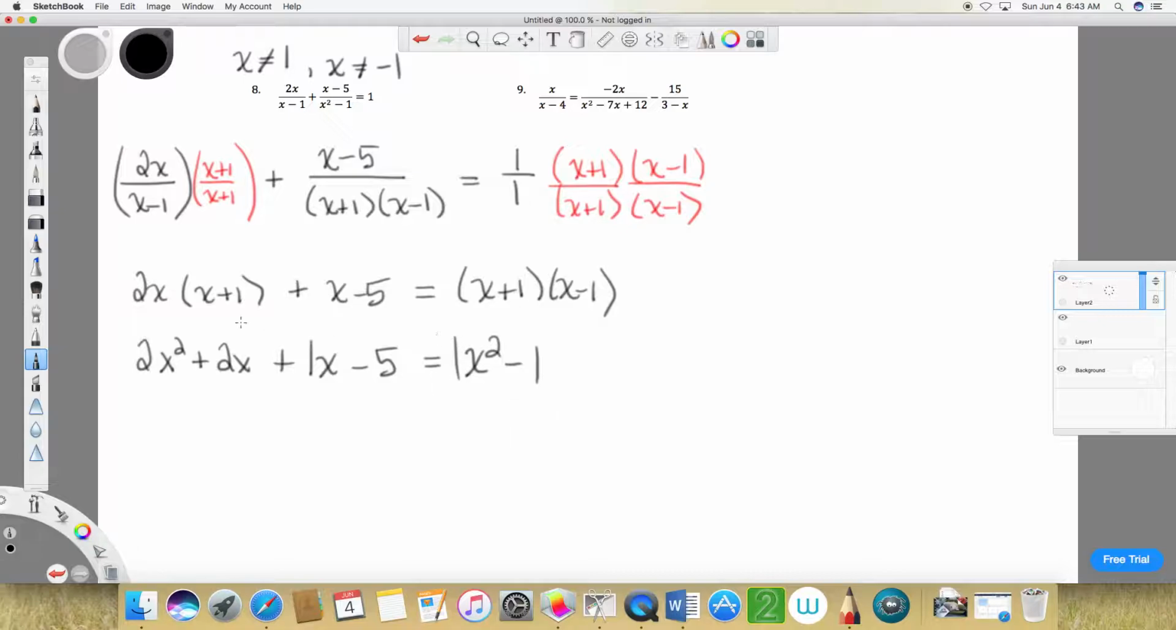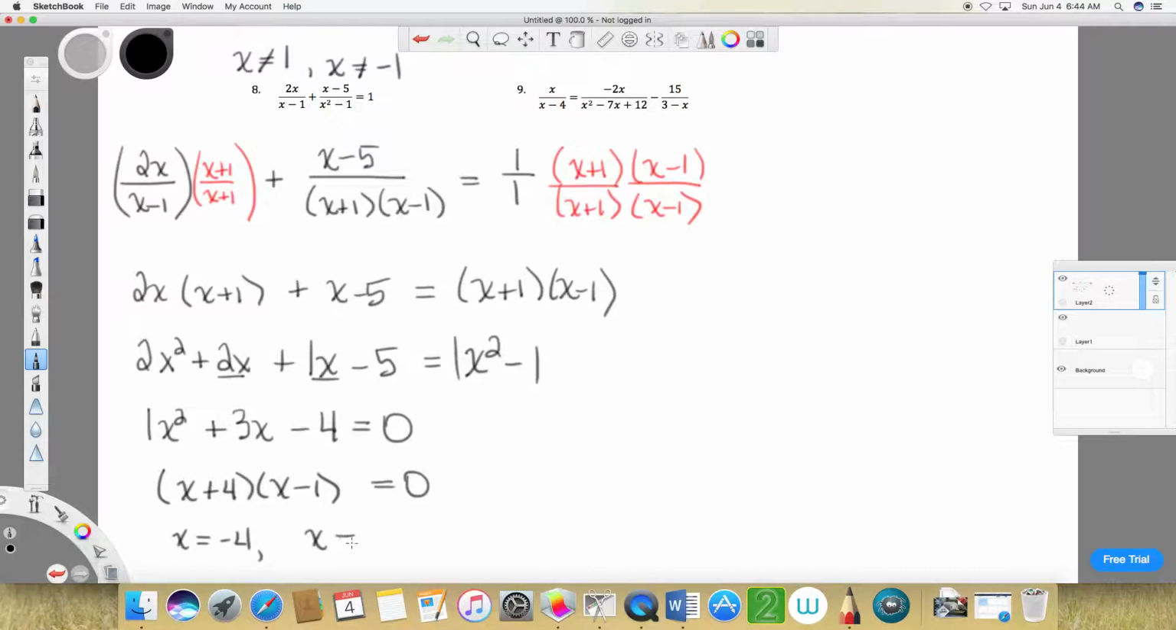So if I subtract x squared from each side of the equation, if I combine like terms, if I add 1 to each side, I now have this in standard form. And it's easy to see that this does factor to x plus 4 times x minus 1. And this gives us two possible solutions of negative 4 and positive 1.